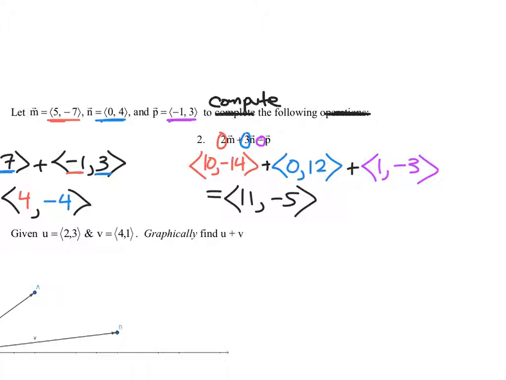Negative 14 plus 12 is negative 2. What's negative... minus 3? Negative 14 plus 12 is negative 2. Right.